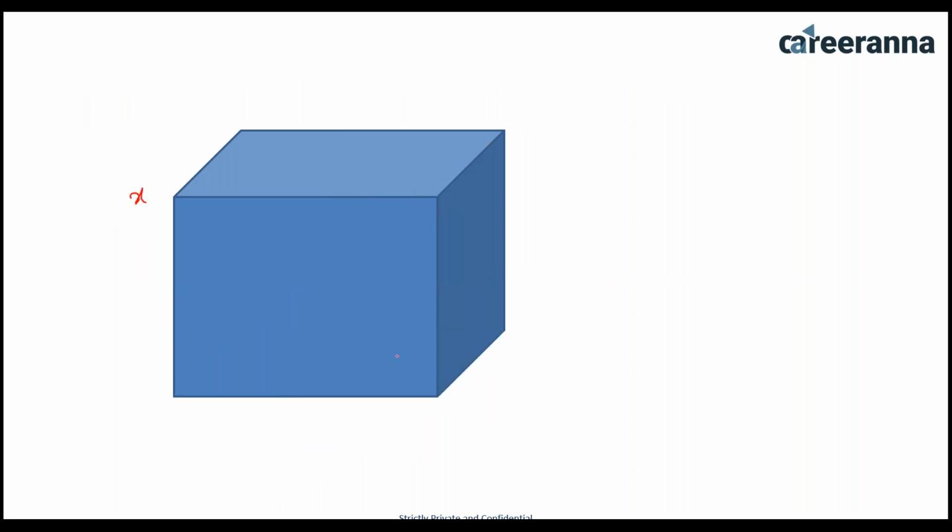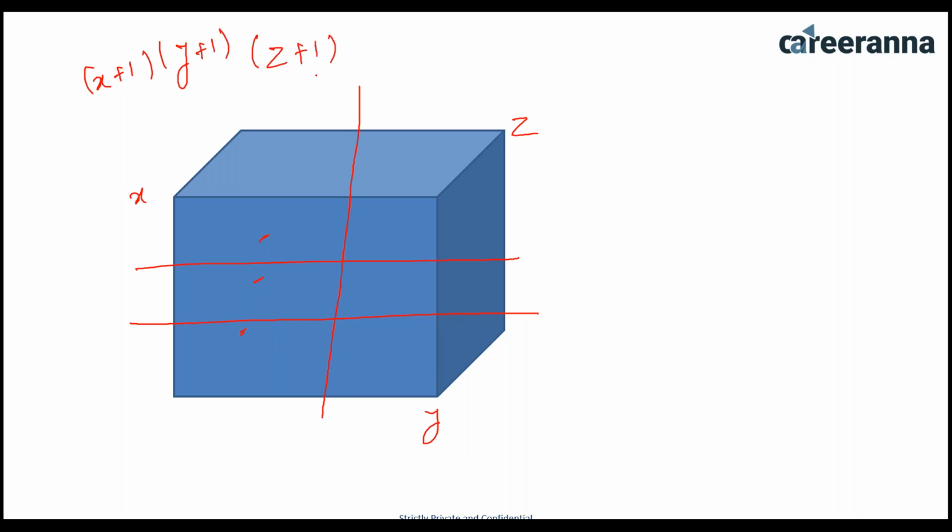Okay, so if I made two cuts along x-axis, there will be three pieces, right? 1, 2, and 3. If I make one cut along y-axis, how many pieces will be there? That is x plus 1 multiplied by y plus 1. So I told you that there is a formula. Number of pieces will be (x plus 1) multiplied by (y plus 1) multiplied by (z plus 1).